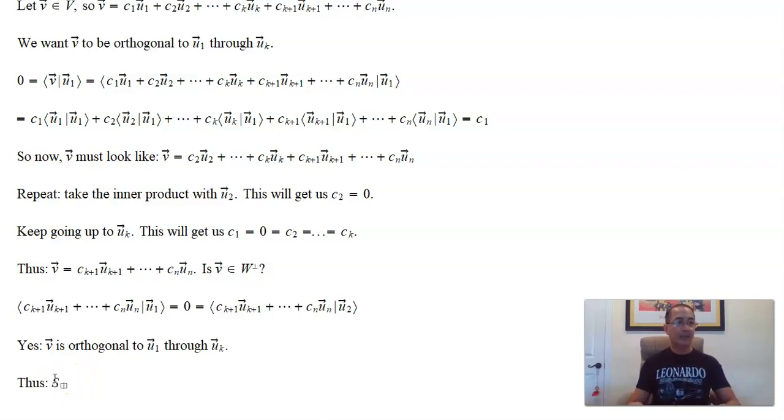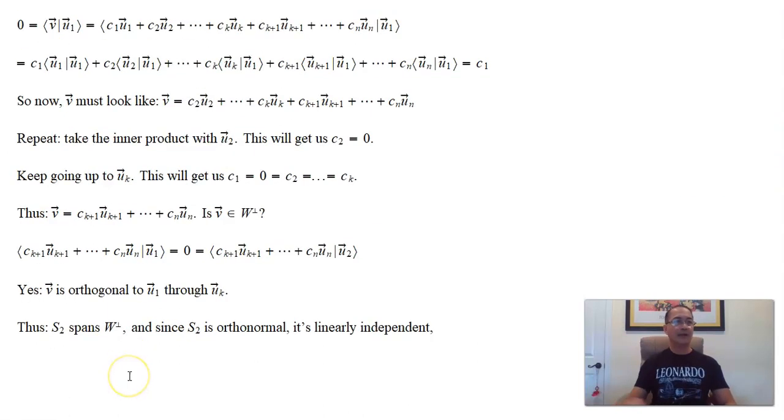Thus, S2 spans W perp, and since S2 is orthonormal, it's linearly independent. And so S2 is an orthonormal basis for the orthogonal complement.